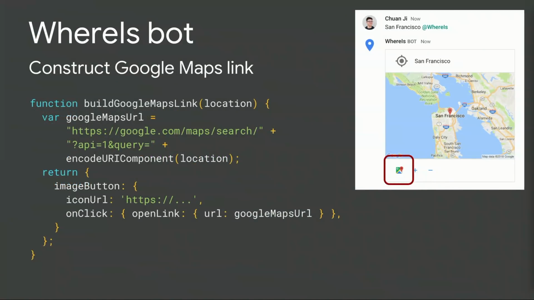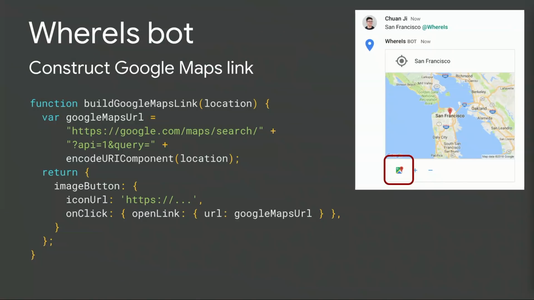So finally, we have the icon on the bottom left that takes the user to Google Maps. Like the zoom buttons, it's going to create a button, but it's not going to have an onClick handler payload that will be returned to the bot, because we don't want the bot to be invoked. We just want to send the user directly to Google Maps. So here we construct a link to Google Maps, and then we attach it to the open link property, which just instructs Hangouts Chat to not deliver the response back to the bot, but just call Google Maps.